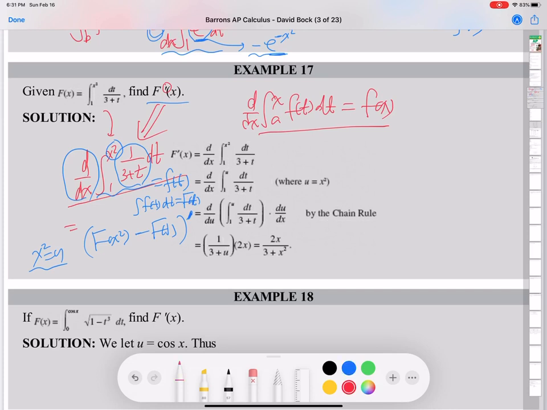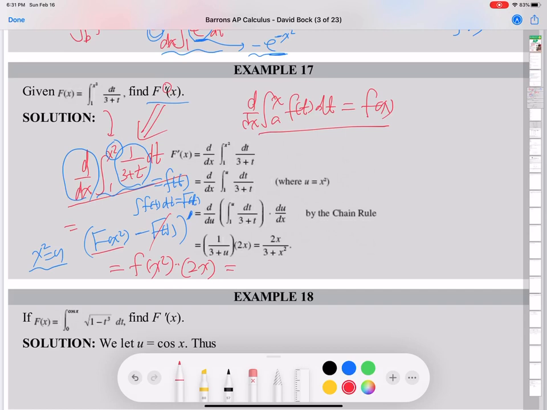Any number's derivative is going to be 0. This part is going to be 0. But what about large F of x? That should be small f of x, right? Small f of x squared. But by the chain rule, we have to multiply it by the inside function's derivative, which is 2x in this case. So multiplied by 2x.